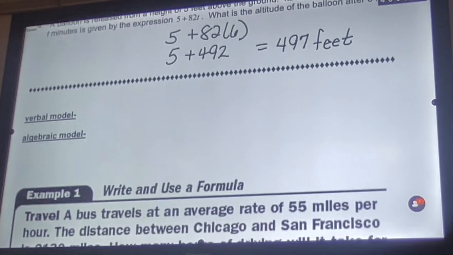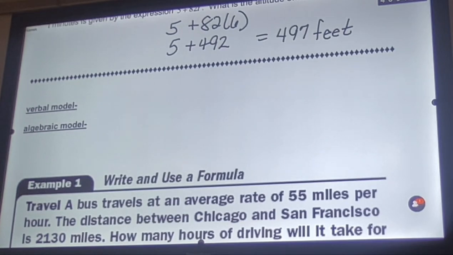All right, so we're going to look at some different types of applications today. And we're going to talk about having a verbal model versus an algebraic model. So the verbal model would be, of course, using words. We'll say using math, operations, and words.